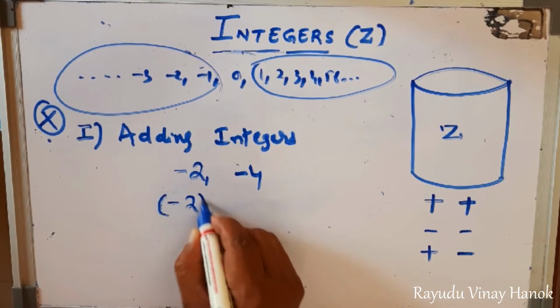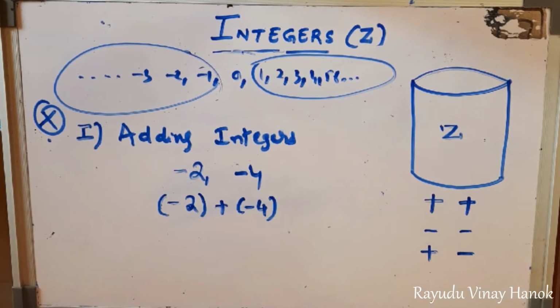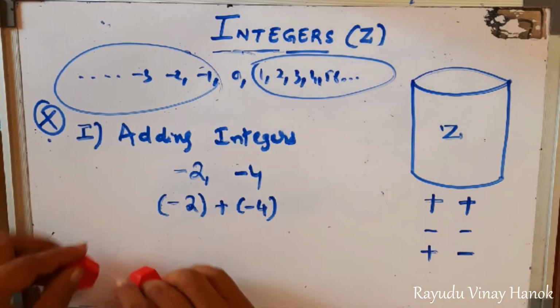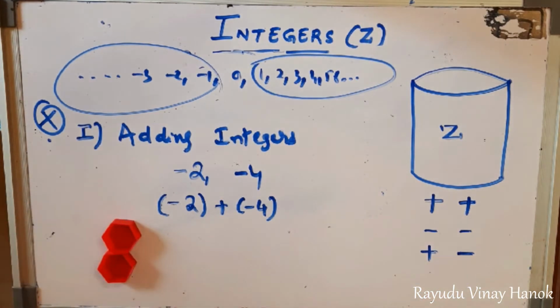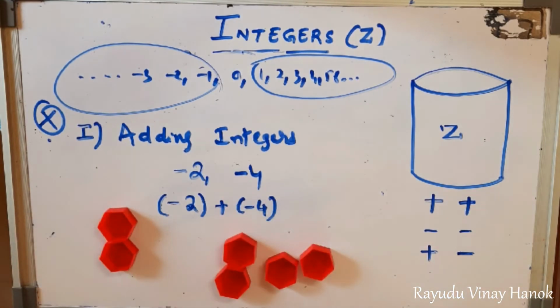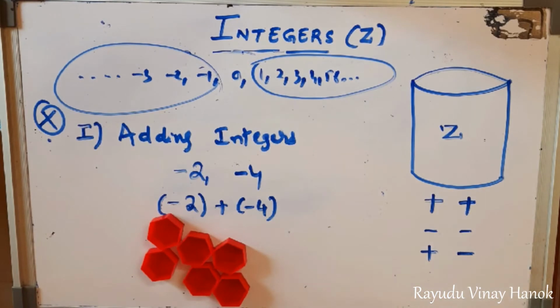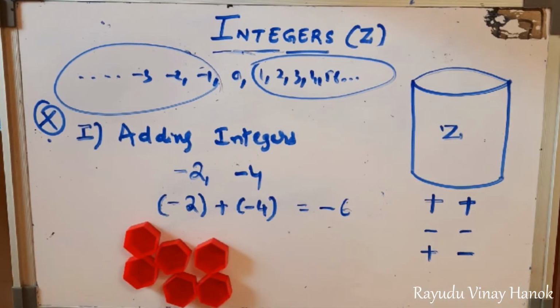So here, I'm showing minus 2 plus minus 4. How much do we get? Here many of you are getting confusion. So here, see, since it is minus, I'm going to take negative, red ones. Minus 2 plus minus 4. See, here 2 taken, here 4 taken. I want to add them. All remain red. Minus 2 plus minus 4 is equal to minus 6. 1, 2, 3, 4, 5, 6.